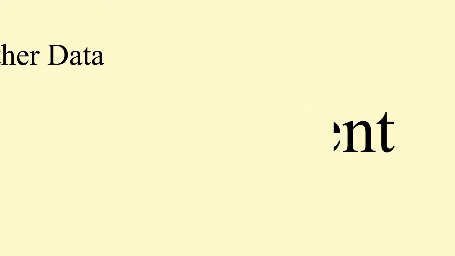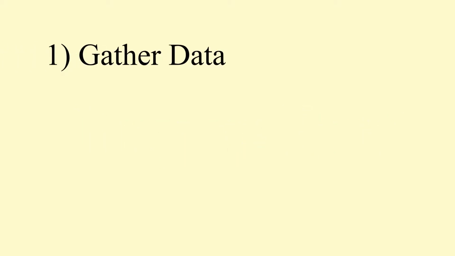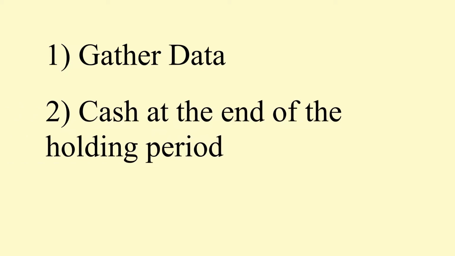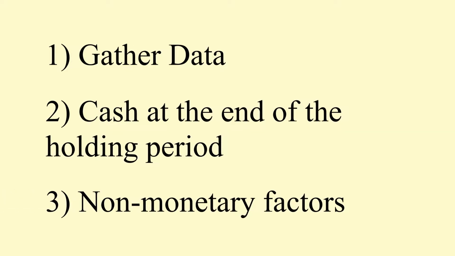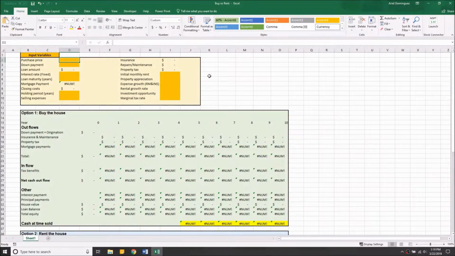Let's take a look at the factors that we should consider when choosing whether to buy or rent a property. I have an Excel sheet already made, so we can go ahead and take a look at the different variables that we should consider. First, we'll gather and input all the data and assumptions that we have. Then we'll see the difference in the amount of cash that you have at the end of the holding period. And lastly, we'll look at some non-monetary factors to consider in the buy versus rent decision. So let's get right into it.